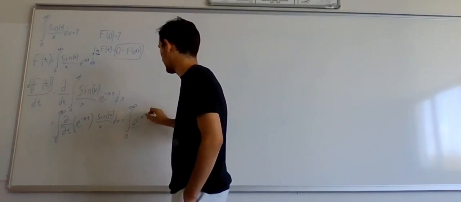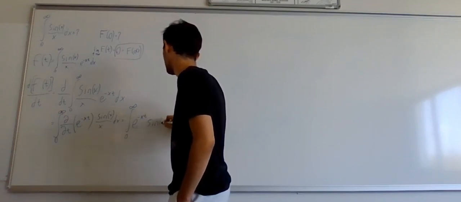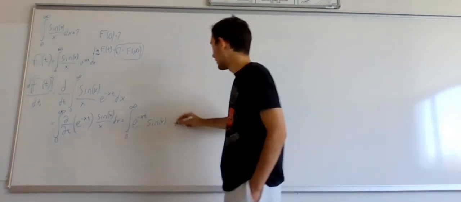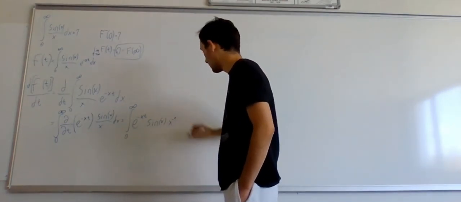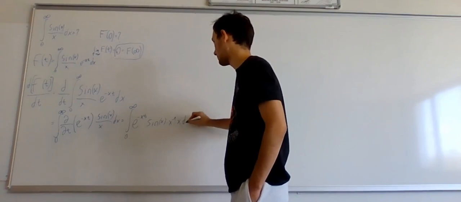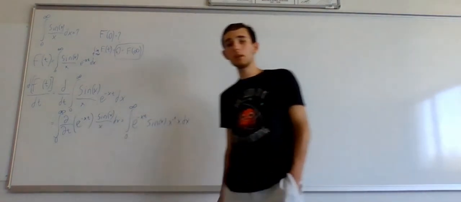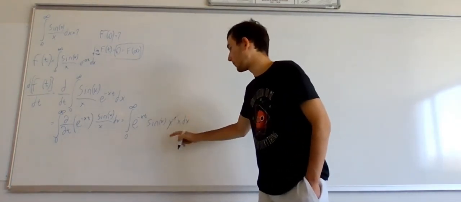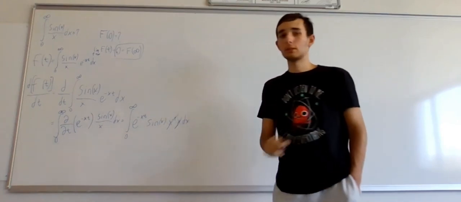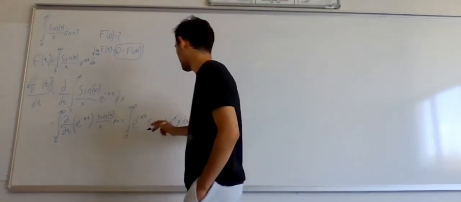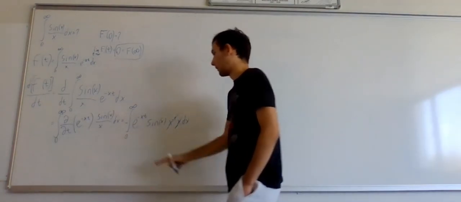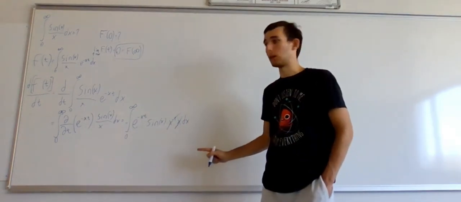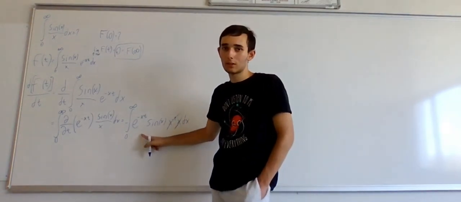So e to the negative xt times sine of x times, I'm going to be writing this down as x to the negative 1 for convenience purposes. And this is just equal to negative x, because we took the derivative here. And that's basically the result here. So we can cancel out this x to the negative 1 with x by using properties of exponents. And we end up with the negative integral going from 0 to infinity of e to the negative xt times sine of x. So this is actually a pretty classic integral.